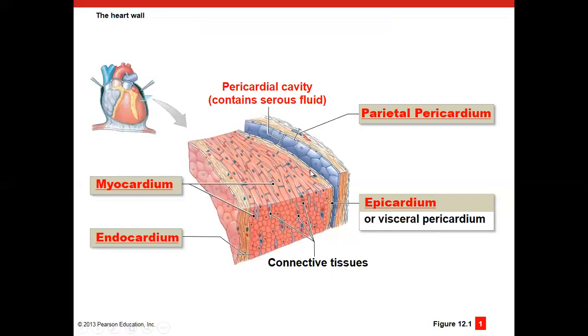And right here is the epicardium on top of the heart, or the visceral pericardium, and then the parietal pericardium. So these are 2 membranes, and membranes are made up of a layer of epithelium with some connective tissue deep to that as well. So right here, the space between the visceral pericardium and the parietal pericardium is the pericardial cavity, the cavity in which that fluid is secreted, the serous fluid.